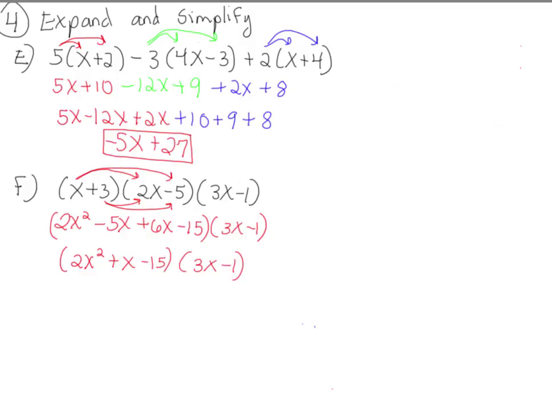Finally, I'm going to use the binomial at the end and distribute each of those terms to the trinomial in the front. Let's see, that gives us a 6x cubed, and then a 3x times an x is plus 3x squared, and then 3x times a negative 15 is negative 45x.